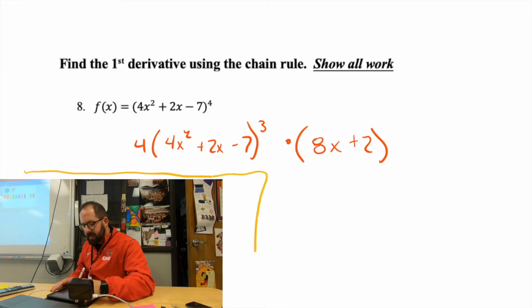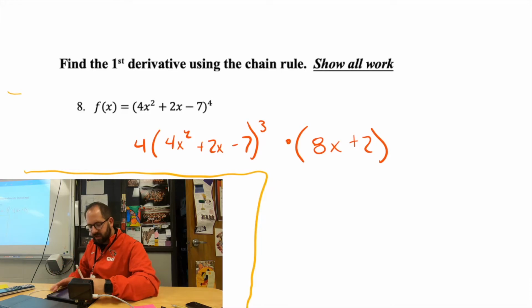Now, how this could be different. I'm just going to make this up. I'll put it over here in the corner. If this was a trig function, this is one of the questions I had the other day. It was something like this. Let's say it was something like this.